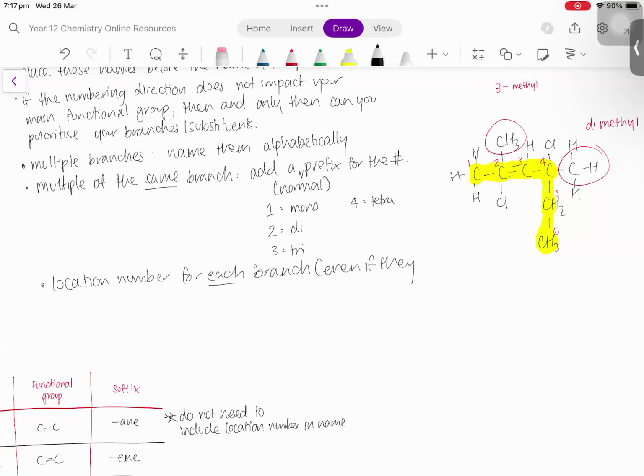Okay, because what I see a lot of students doing, if they see methyl, they just give me one name, one number, even though they're in different spots. So you need a location number for each branch, even if they have the same name. I'm aware there's two branches, they're both called methyl. I want a number for each of them. All right, you want a location number for each of your branches.